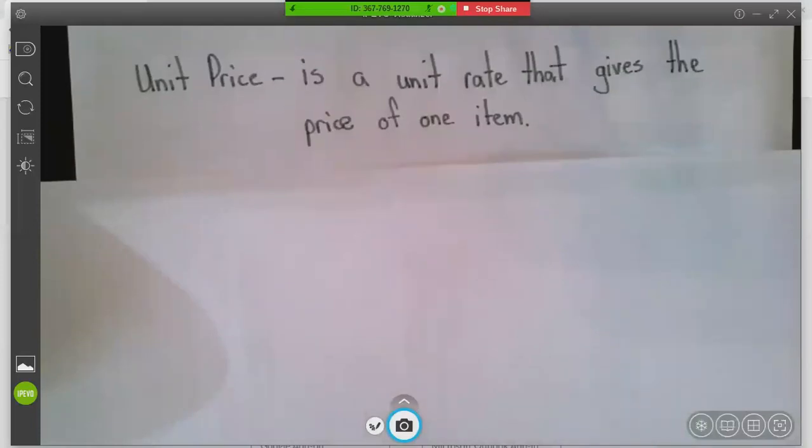All right, so sometimes we're going to have to find the unit price of an item. Can anybody give me an example of when we would have a unit price? When you're buying something? When we're buying something, you're right. So what would you buy, Peyton? What is something that you would want to buy?